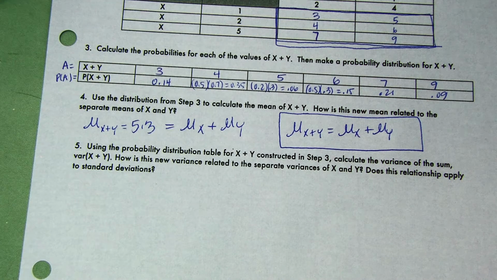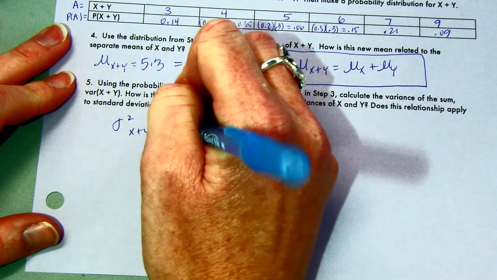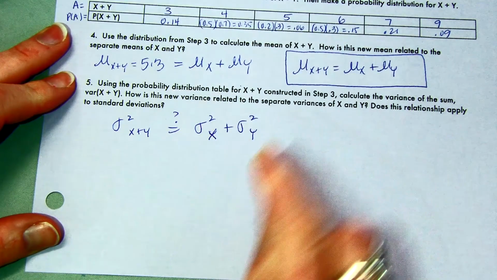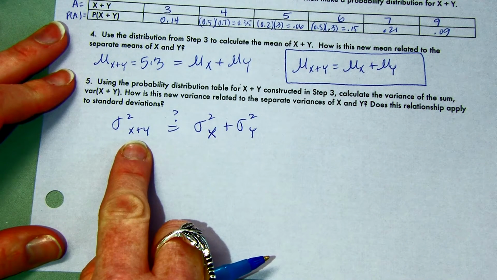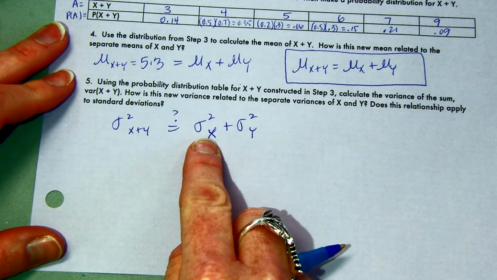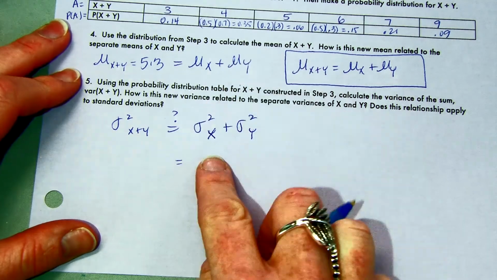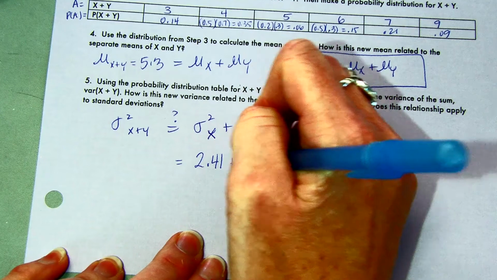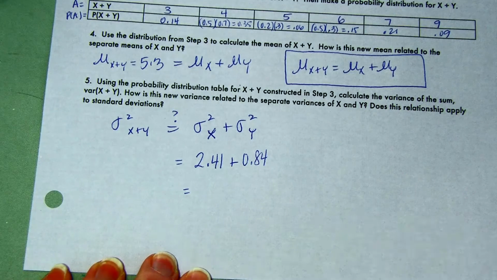Does that apply to variance and standard deviation? I don't know. Well, let's see. Is it in fact true that if I take the variance of x plus y, I get the variance of x plus the variance of y? Okay, I'll do the part over here on the right. The variance of x from above was 2.41, and the variance of y from above is 0.84. When I add them together, I get 3.25.